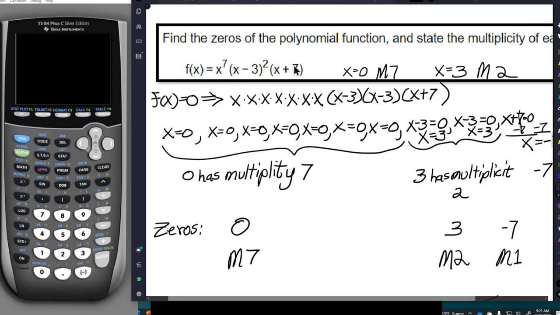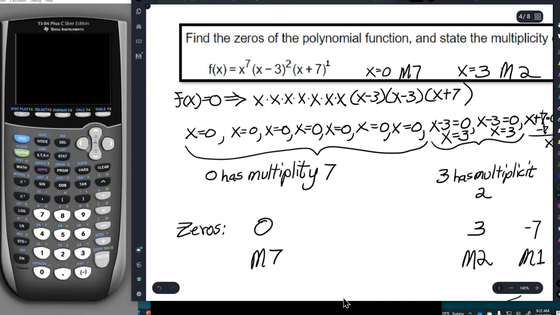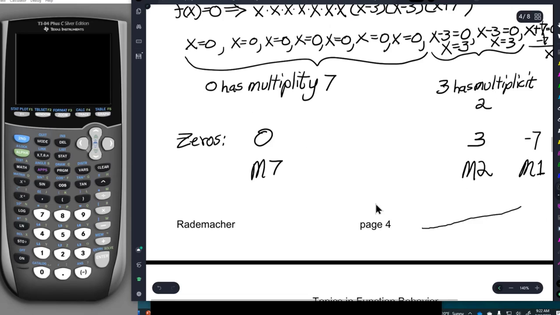And over here, x is going to equal negative 7. And that's to the invisible 1 power. That's a 1, believe it or not. x plus 7 to the invisible 1 power. So you know that x is going to equal negative 7 and it will have multiplicity 1. And that's the much shorter way to do this. You could have started from the very beginning. This would have been an x to the 7th power and figured out what all the zeros are, but that would be mind-killing.